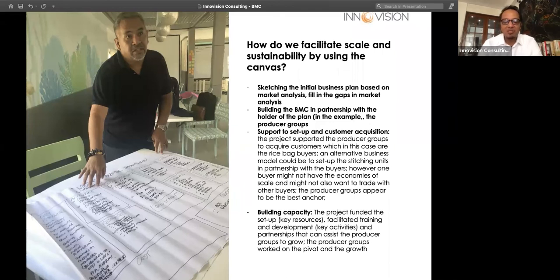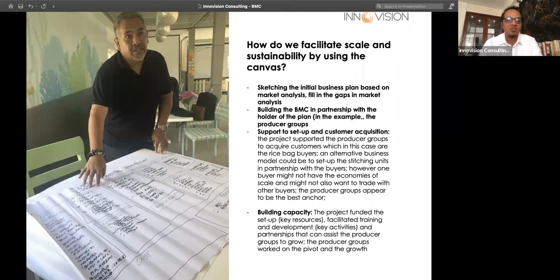And to do so, we need to identify the partners who would be eventually holding this business model canvas. So together with them, we build this business model canvas. So it is a participatory method. And eventually the private sector partner or the producer groups in the case that I shared, they should then be building it together with the market systems facilitator, which is in this case the project, to come up with the business model canvas. Eventually there will be a lot of evolution to the canvas.